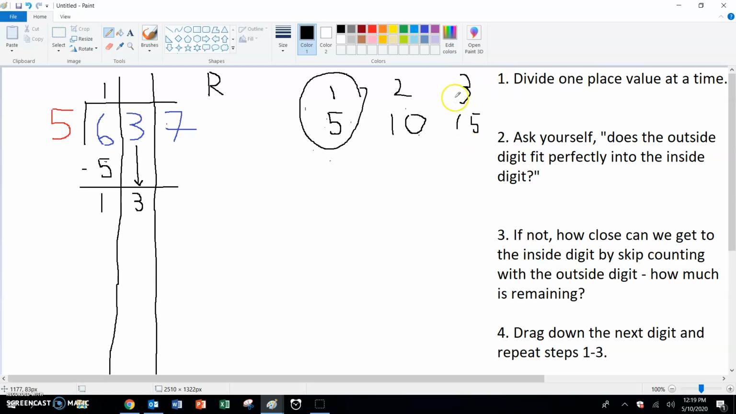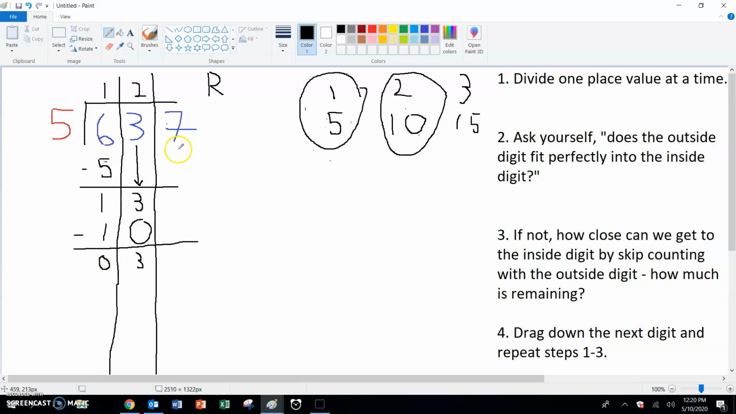Now, 3 groups of 5 already exceeds our number of 13, which means the closest we can get to 13, skip counting by 5, is 2 groups. The groups go on top, so 2 goes on top, and how close to 13 we get goes on the bottom, 10. And then we ask ourselves, how much is remaining? We find this out by taking 13 and subtracting 10. 3 minus 0 is 3. 1 minus 1 is 0.